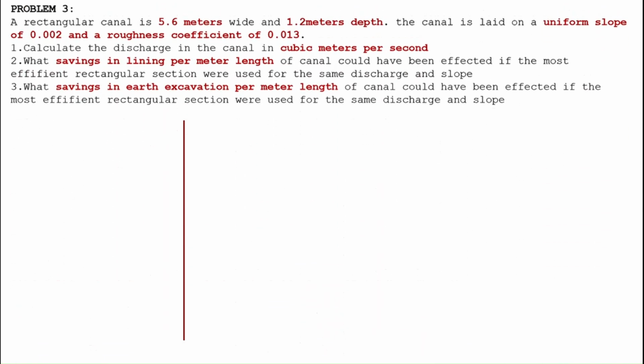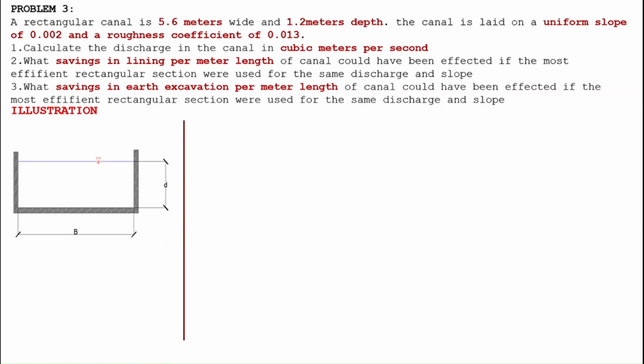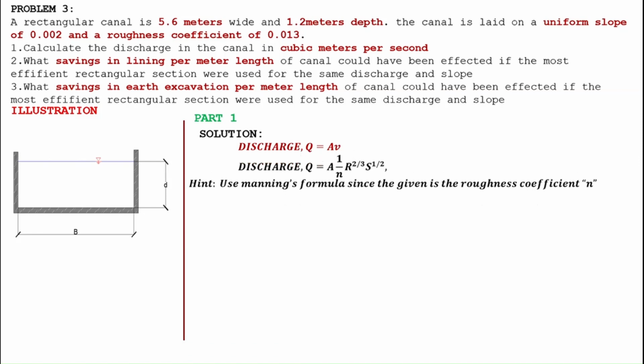We begin by illustrating the problem. Taking note that in an actual board exam, it is seldom that the examiner will provide illustrations, so we have to do it on our own. For our solution to the first part of the problem, discharge has a formula of area multiplied by velocity. For this particular problem and for most problems involving open channels, we will be using Manning's formula. Another hint, since it is not directly stated in the problem, is the use of roughness coefficient, which can be directly attributed to Manning's formula.